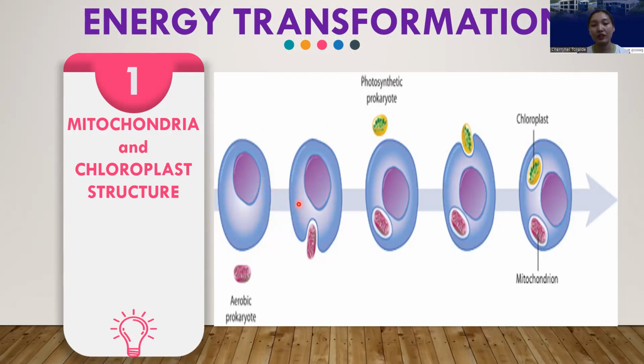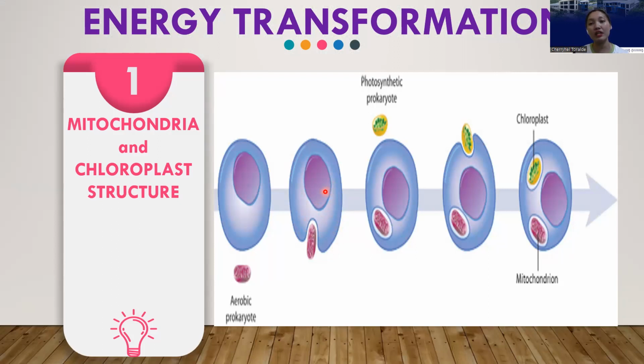Okay. So it was believed that an aerobic bacterium, so when you say aerobic, it needs oxygen, di ba, in order to transform or get energy. So, kailangan niya ng oxygen. So, an aerobic bacteria daw was engulfed by an ancestral cell. And then when it was engulfed, they made an endosymbiotic relationship.